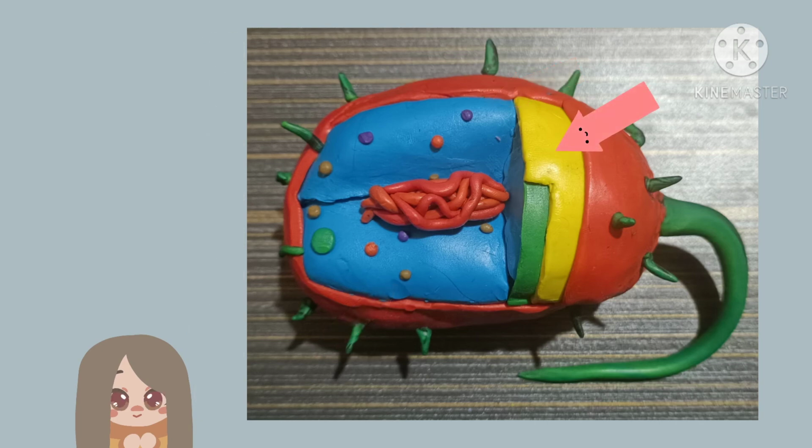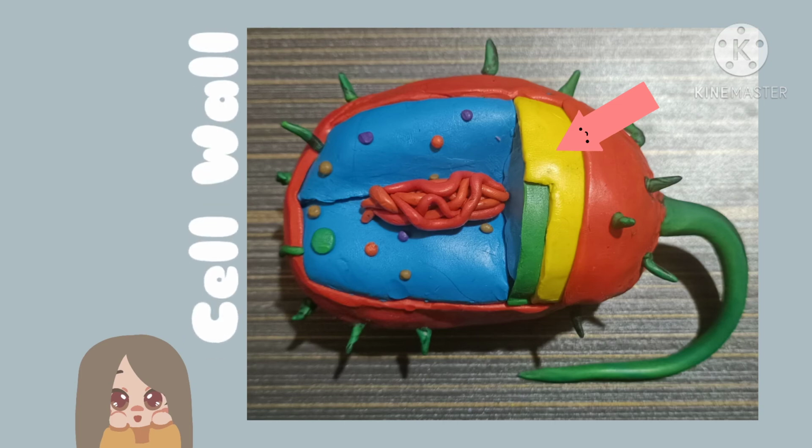The yellow area of the 3D model is the cell wall. A cell wall gives the cell shape and surrounds the cytoplasmic membrane. It's an additional layer that typically provides some strength that the cell membrane lacks by having a semi-rigid structure.